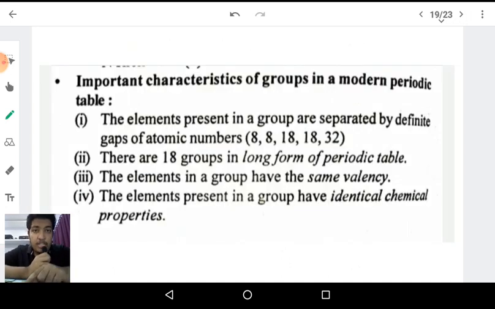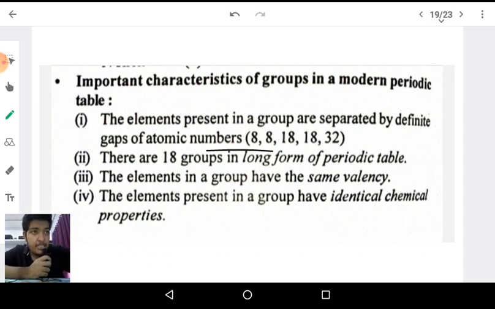Now let us talk about the important characteristics of the groups in the modern periodic table. The elements present in a group are separated by definite gaps of atomic numbers. So the elements are well separated in definite gaps of 8, 8, 18, 18 and 32. This difference is there in their atomic numbers. That means the first element and the second element have a difference of 8. The next element has a difference of 8. The next will be plus 18, the next again plus 18, and the next plus 32.